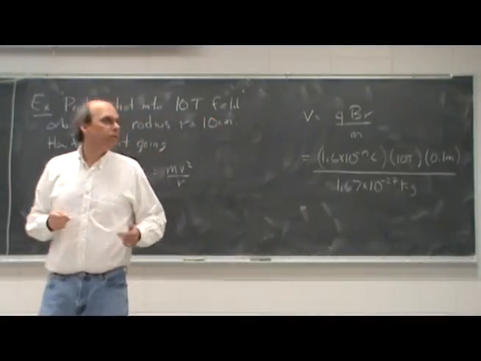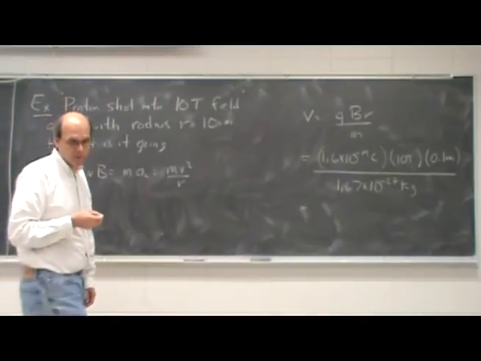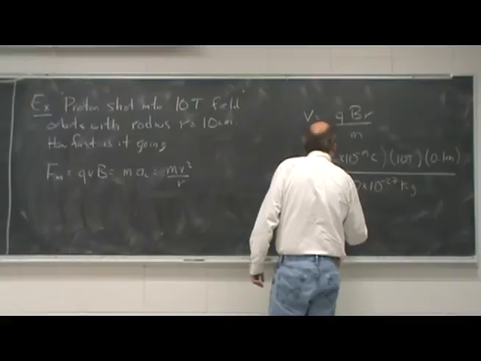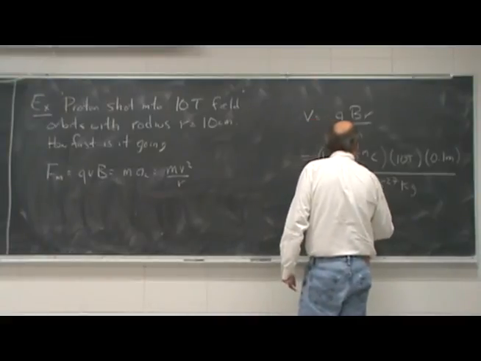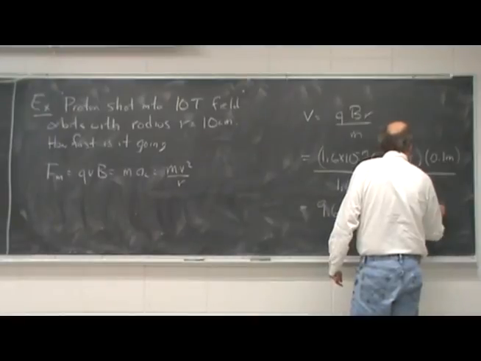Now, you don't have to use formula card space. If you need the mass of the electron or the mass of the proton, I will give it to you. If you plug this in, that's 9.6 times 10 to the 7th meters per second, or about 1/3 c, the speed of light.